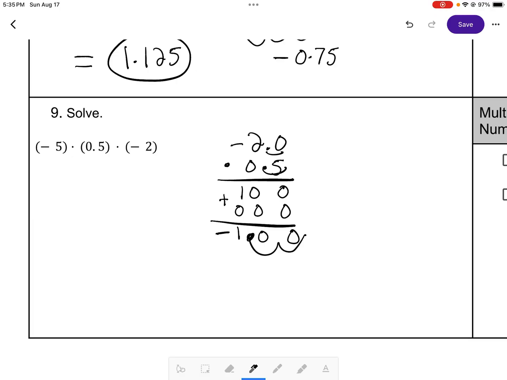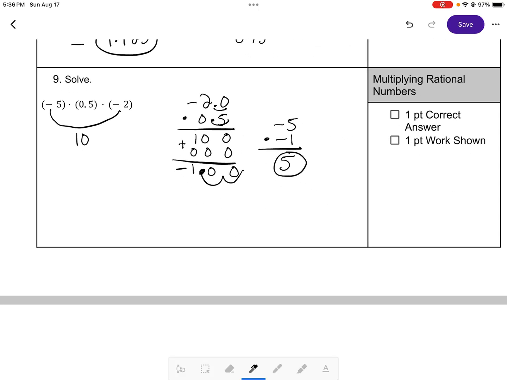Now all I need to do is multiply negative 5 times negative 1. And I know when I multiply two negatives, they become positive. So my answer here should be positive 5. I wanted to show you how to solve that out. You also could have just known that negative 5 times negative 2 is a positive 10, and that half of 10 is 5. You could have done it that way as well. Good job, friends.